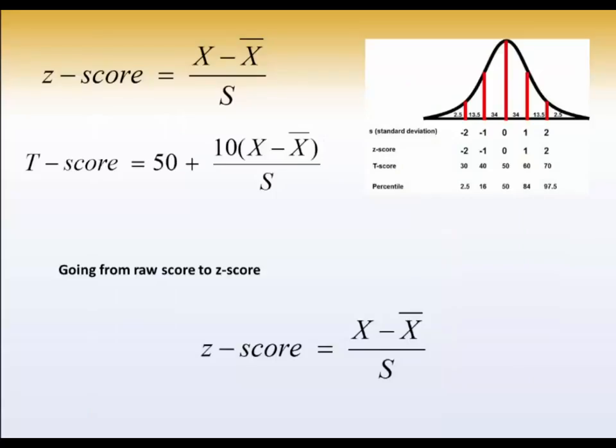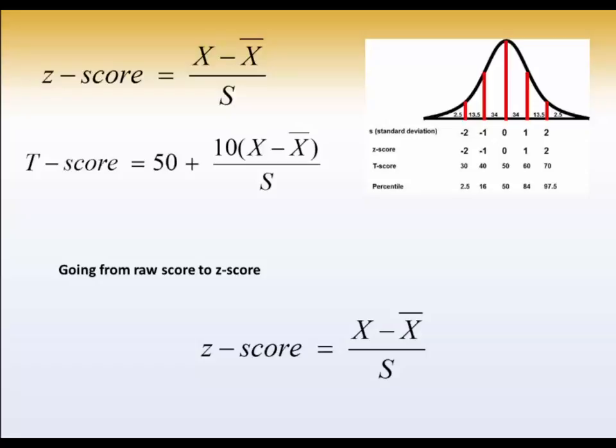So here are the formulas for the z-score and the t-score again. And what we'll first look at is going from a raw score to a z-score. So the z-score is going to be equal to that raw score, x, minus the mean of the distribution from which that score came, divided by the standard deviation of that distribution.